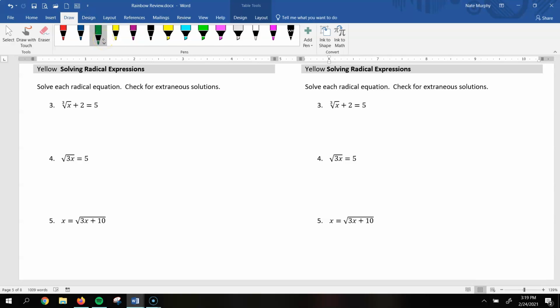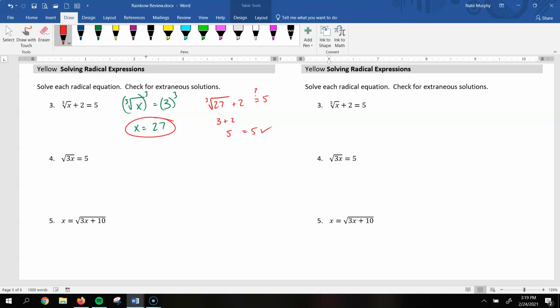All right, so for the first one, I'm going to solve for the cube root of x by subtracting 2 from both sides. Now I have the cube root of x equals 3. Then I would undo the root by cubing each side. So I would get x equals 27. Now I want to check to see if that works. So I'm going to put 27 in for x. So I'd have the cube root of 27 plus 2. I want to see, does that equal 5? The cube root of 27 is 3, and 3 plus 2, sure enough, is 5. So that checks out. So x equals 27. So 27 is one of your solutions.